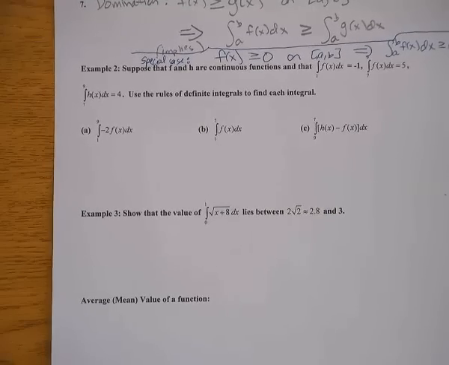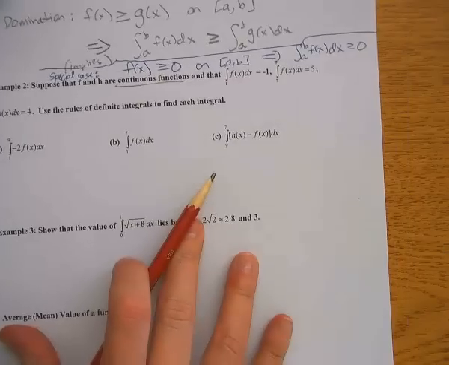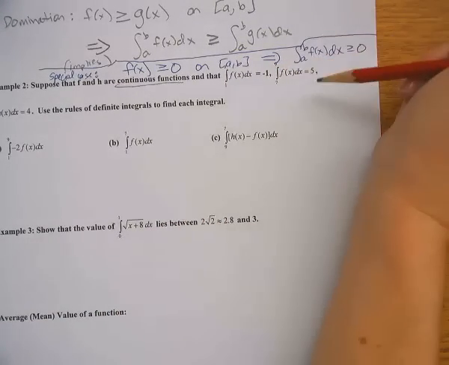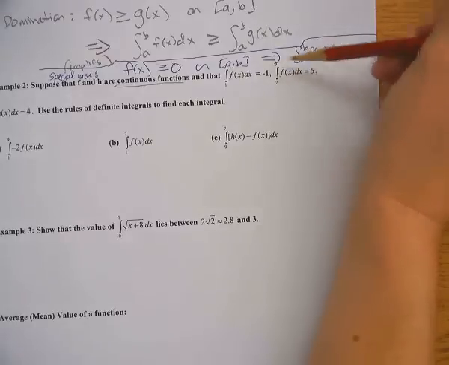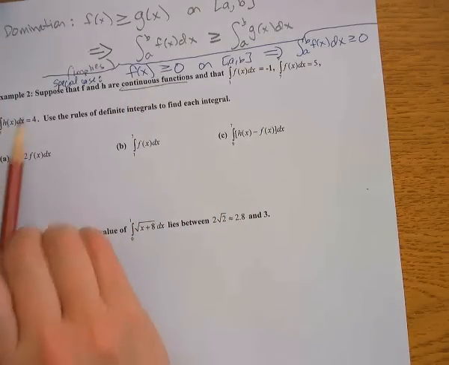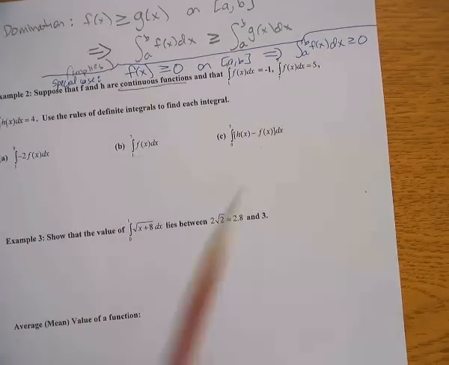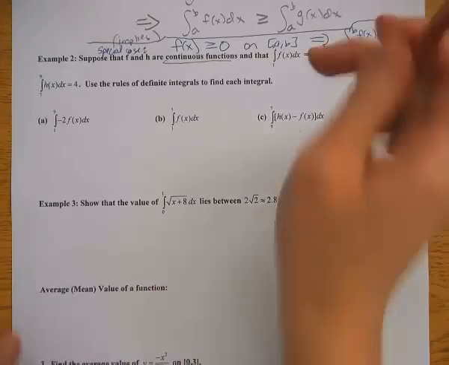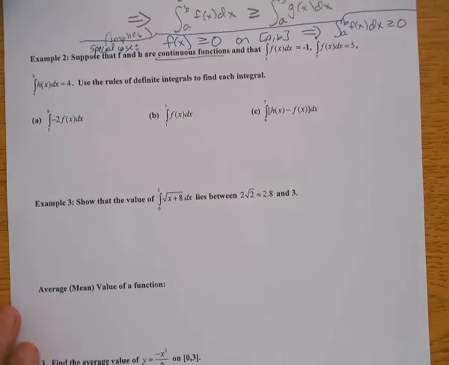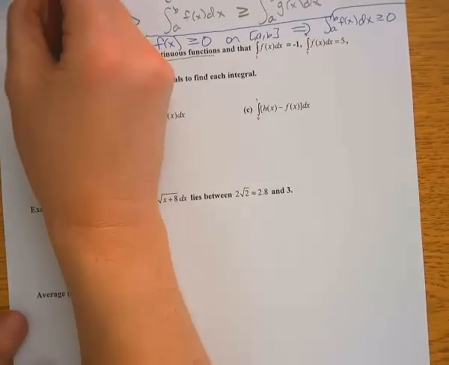So I know that f and h are continuous functions, which means I can use all the properties available to me. I know that the area under f between 1 and 9 is -1. I know the area under f between 7 and 9 is 5. I also know that the area under h between 7 and 9 is 4. So I can use those three pieces of information to find these areas. We have very similar problems like this when we did derivatives. So we don't know the function, we don't need to know the function, all we need to know are areas under the functions.